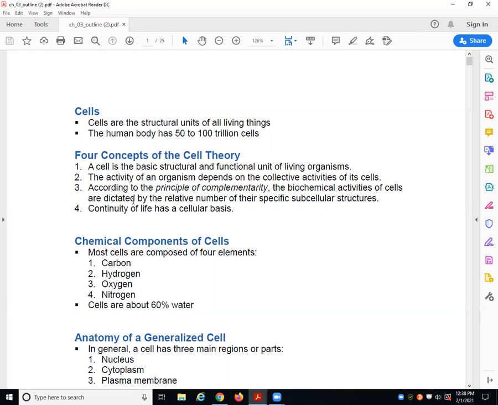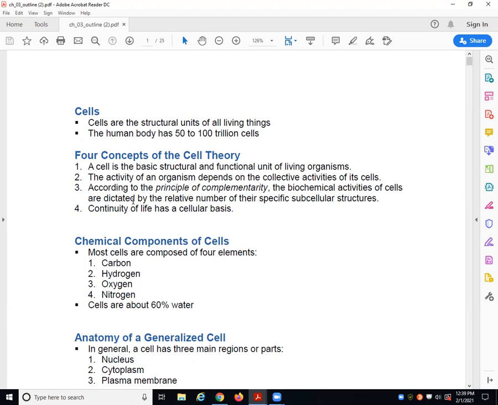All right, so cells, let's start there. They are your structural units of everything that's alive, okay? And again, this comes straight from the cells and tissues week 3 module. And the human body has between 50 and 100 trillion cells at any given time.